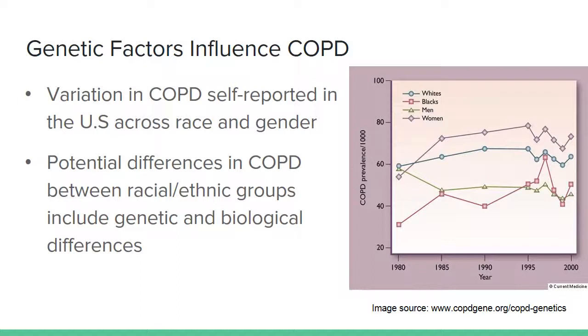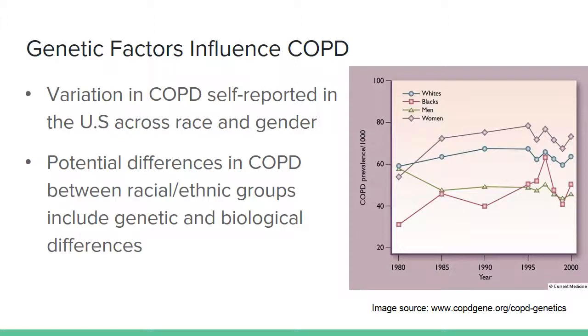According to the chart on the right, the research was taken by genomic analysis. The graph illustrates variation in COPD self-reported in the United States across race and gender. As shown on the right, the prevalence of COPD has generally been higher among whites and women. Although the data is limited to compare COPD in different racial ethnic groups, the available data suggests that differences in COPD may exist. Therefore, potential differences in COPD were found between racial ethnic groups, including genetic differences, by using genomic analysis.